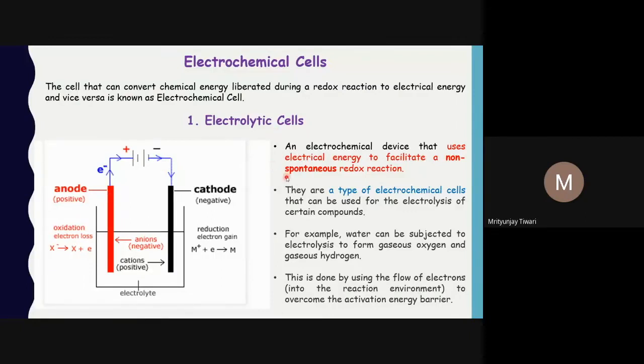An electrolytic cell is a device that uses electrical energy to facilitate a non-spontaneous redox reaction. Non-spontaneous redox reaction, that we know. If a reaction is spontaneous in a certain direction, then in the opposite direction it will be non-spontaneous, because of the laws we studied in thermodynamics. For example, formation of water from H2 and O2 is a spontaneous process, so breaking of water to form hydrogen and oxygen is a non-spontaneous process.